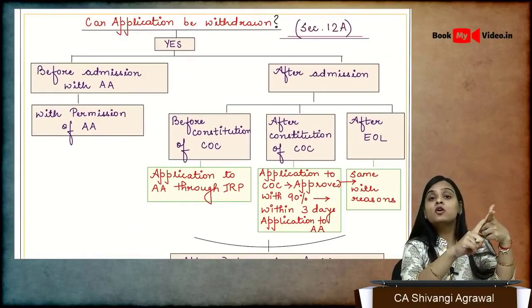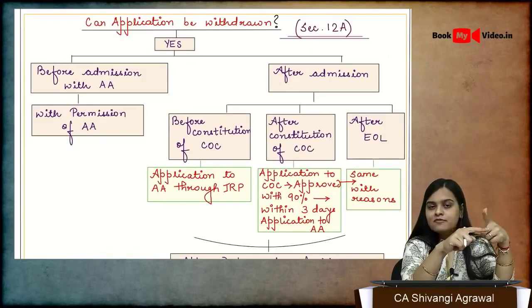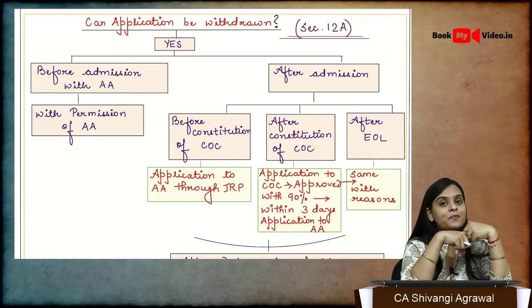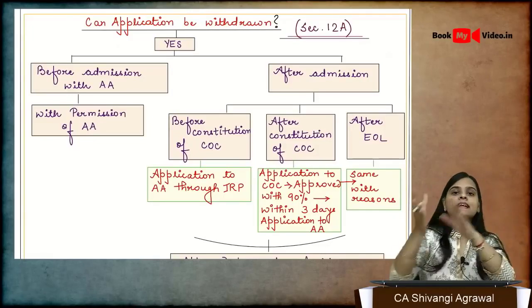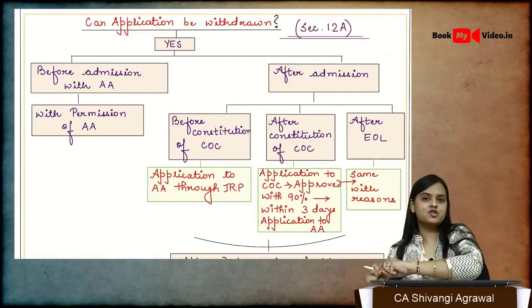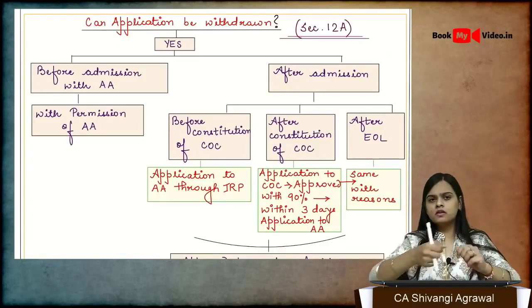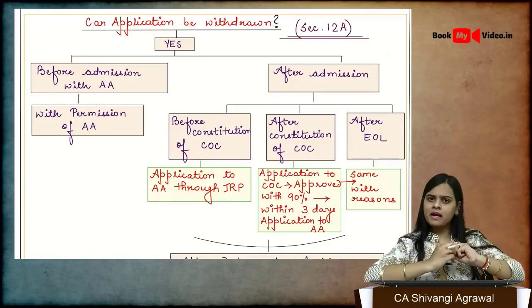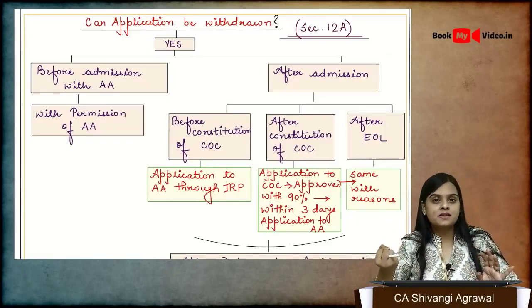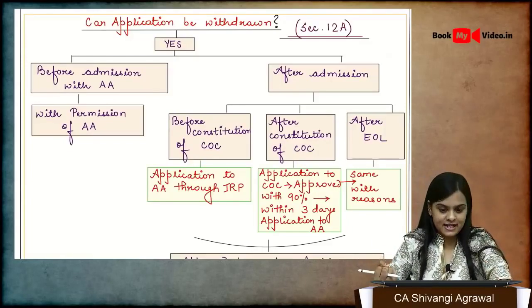Once you have made an application under section 7, 9 or 10, 7 by the financial creditor, 9 by the operational creditor, and 10 by the corporate debtor himself, the corporate applicant. If you have made an application, can that application be withdrawn? See, if you make an application and the application is not yet accepted by the adjudicating authority, so you give the permission, no, I want to take back my request, I want to take back my application, you can. If it has already been accepted, that means somehow the proceedings have moved to a next stage.